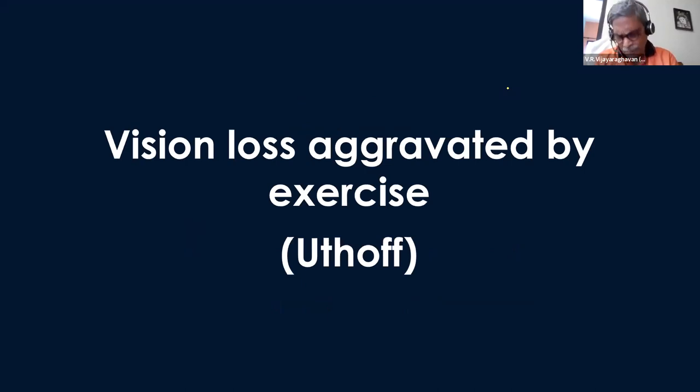Suppose he's having optic neuritis. You ask the patient to take exercise, and the visual loss further deteriorates. That is called Uhthoff sign. You know why? What happens now? When you do exercise, the temperature of the body is increased. You will have demyelinating areas in the myelin sheath, and the axons are there.